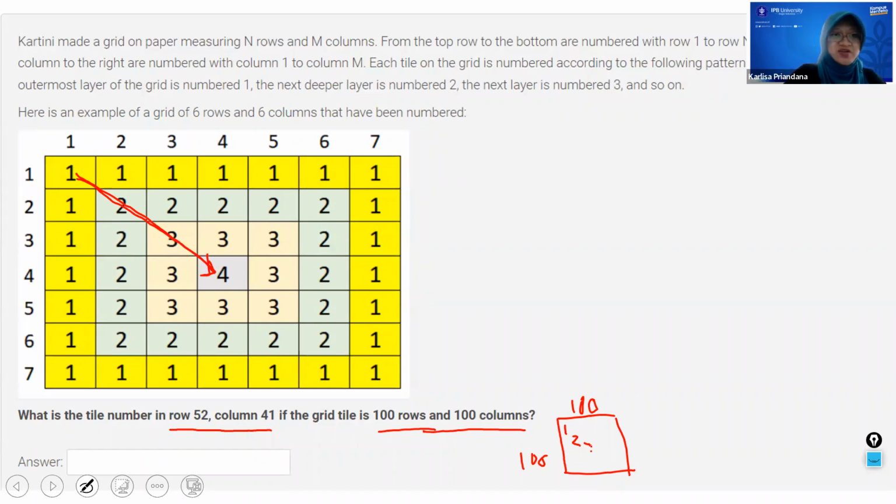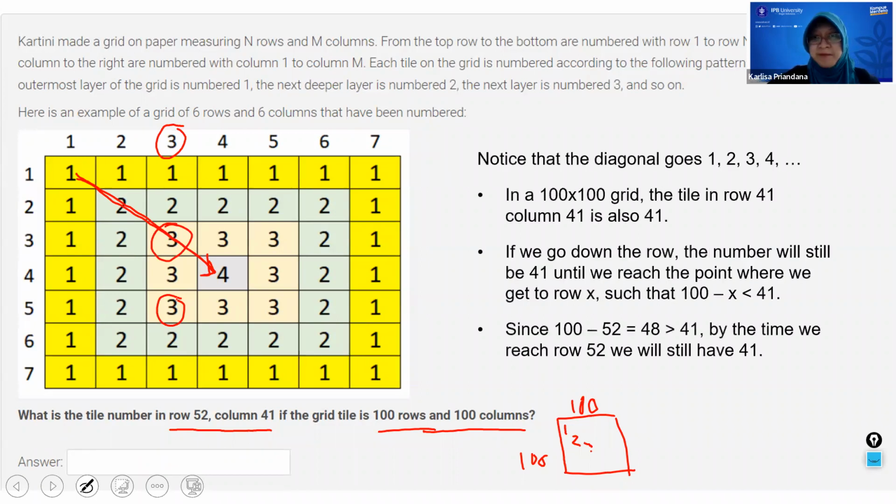Let's give an example of 3 here. Column 3 in the picture, you can see that column 3, row 3 will have a number of 3, right? Until it stops in row number 5, right?